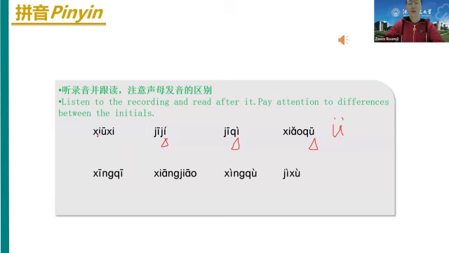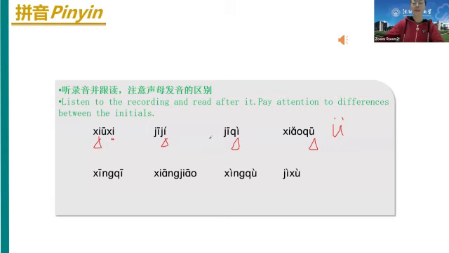I've told you there is the word stress in the Chinese word, and the word stress is always on the last syllable. But if there is the neutral tone, the word stress should be on the first syllable. So what is the word stress? It means when we read the word, we should make an emphasis on that syllable.